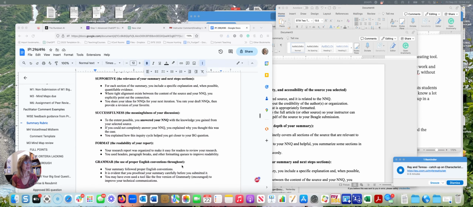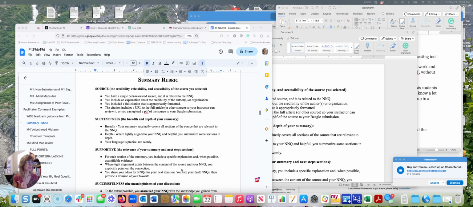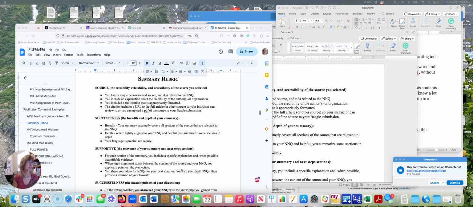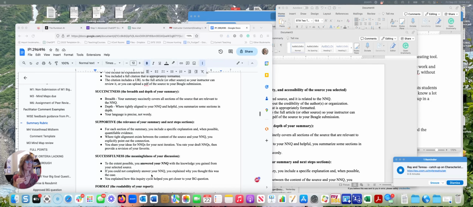Okay, so again, we're grading for the source, that it's a credible, relatable, accessible source that you have selected. If it's behind a password, even an ASU password protected space, then be sure to upload the PDF of the source. That way there's no question that I can access it. And what I do is I open the document, the source, and I compare it against your summary as I'm looking at succinctness, supportiveness, successfulness.